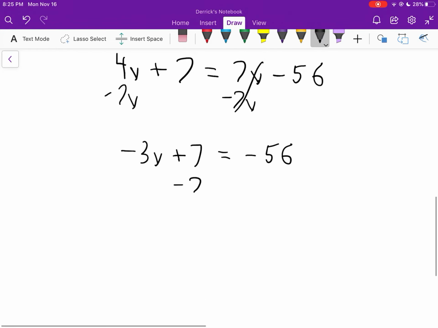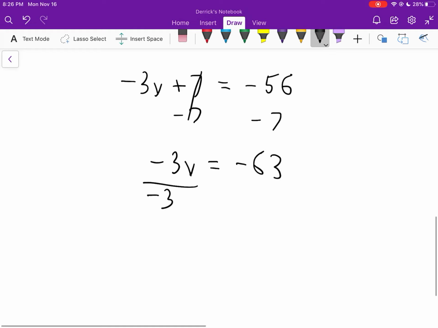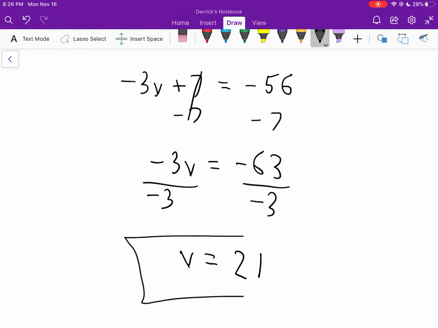Then I'm going to subtract 7 to the right side, giving me negative 3v equals negative 56 minus 7. Those are both negative, so this would be a negative 63 that I'm taking. And then finally, I'm going to take negative 3 and divide that over to the other side. First off, negative divided by a negative is going to be a positive, so do recognize that. That is important. And then besides that, 63 divided by 3 is going to give us 21. And that would be our answer for this problem.